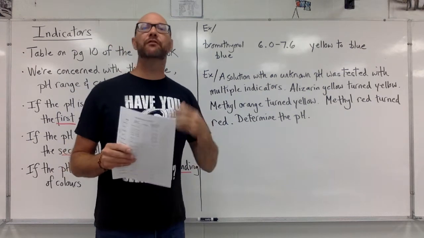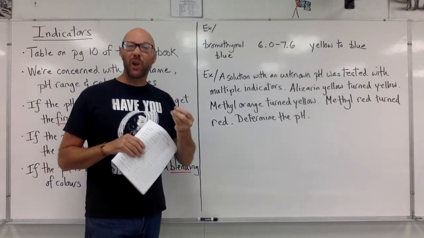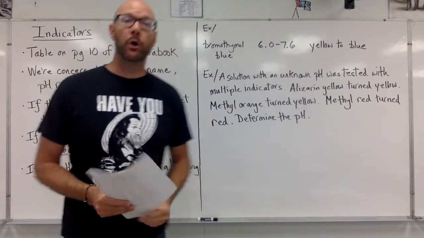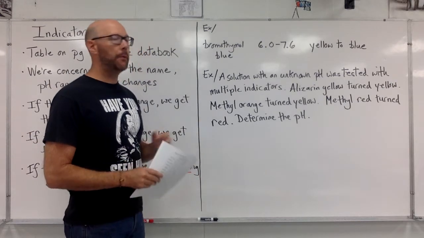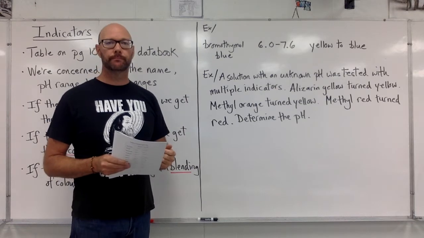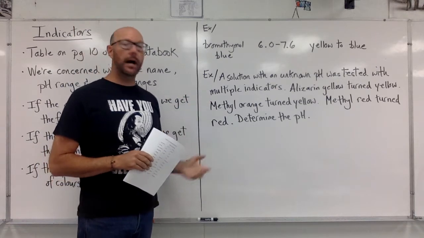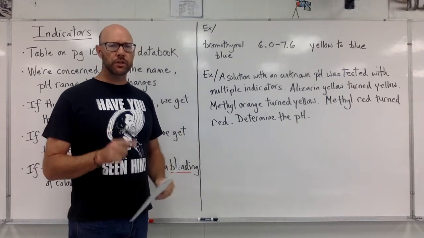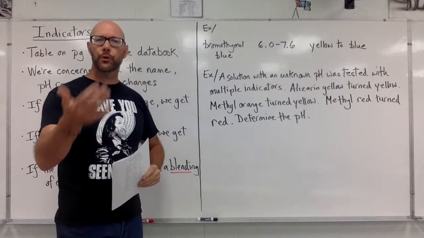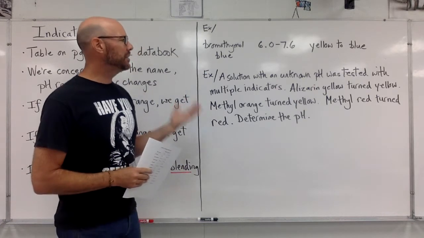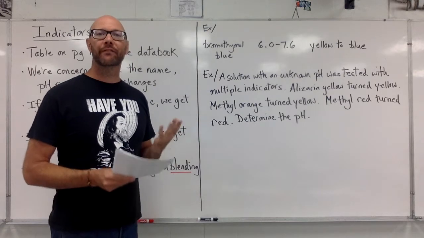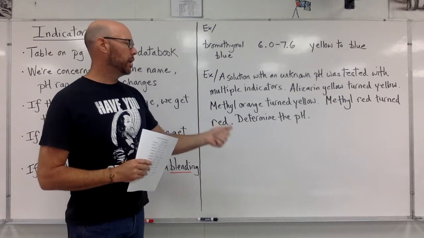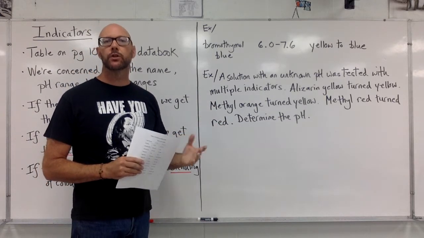We're going to get questions in a few different varieties, but indicators alone, the style is sort of like this question here, where we would have multiple indicators listed, and we would do our best to determine the pH. So here we go. A solution with an unknown pH. We didn't know the pH. It was tested with multiple indicators. It's never just going to be one indicator. It's always going to be two or three parts of the question. Alizarin yellow turned yellow. Wow, never heard of alizarin yellow before. Methyl orange turned yellow. Methyl red turned red. Figure out what the pH is, determine the pH.